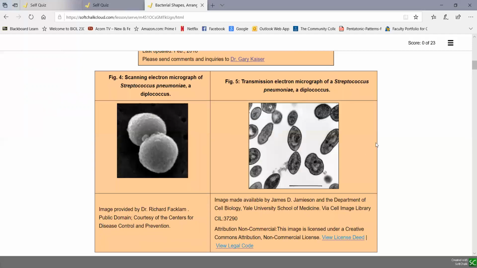And figure 4 shows a scanning electron micrograph of another Diplococcus, despite its genus name, Streptococcus pneumoniae. And here's a transmission electron micrograph of Streptococcus pneumoniae as well, showing the cell dividing and remaining attached in pairs.